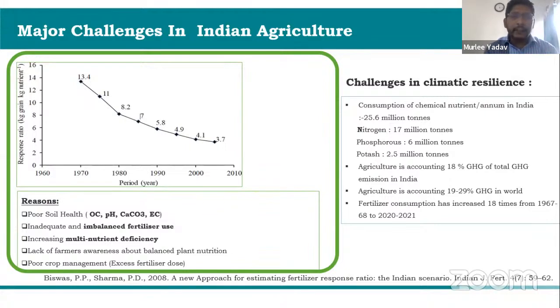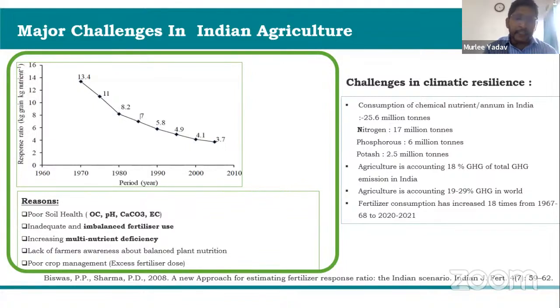And the second reason is farmers are not going by the balanced nutrition concept. You can say they are not going by a smart agriculture concept. So there is imbalanced fertilization. If imbalanced fertilization is there, then farmers will not be able to get more production per unit area.